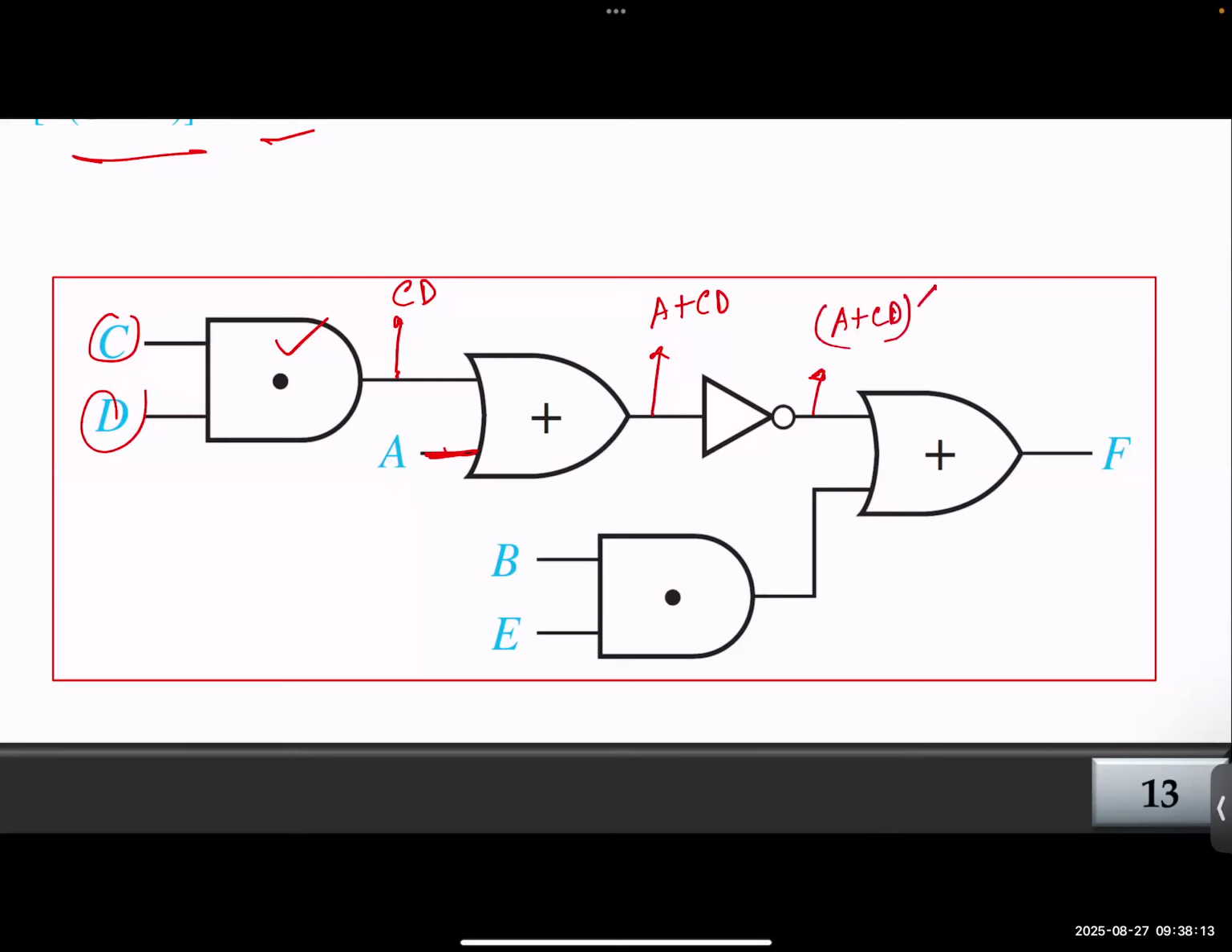Thank you. And let's do this branch as well. BE, this is an AND gate, so you'll get BE. You have an input BE, and you have another input, which is this one. All you have to do is add this up: A plus CD prime plus BE. And just a reminder, this plus is not really an add, it's an OR. So that's your logic function.